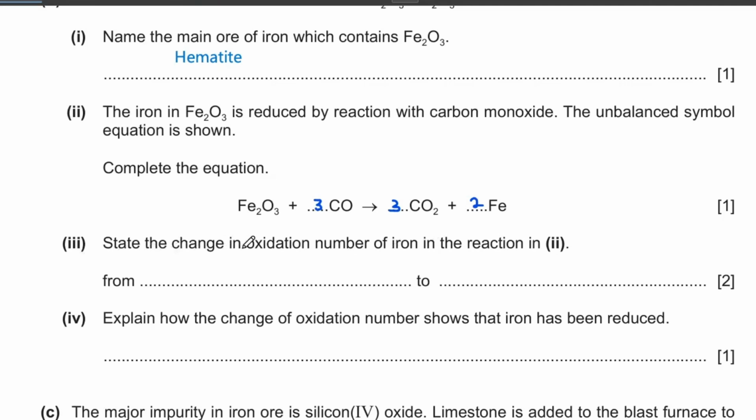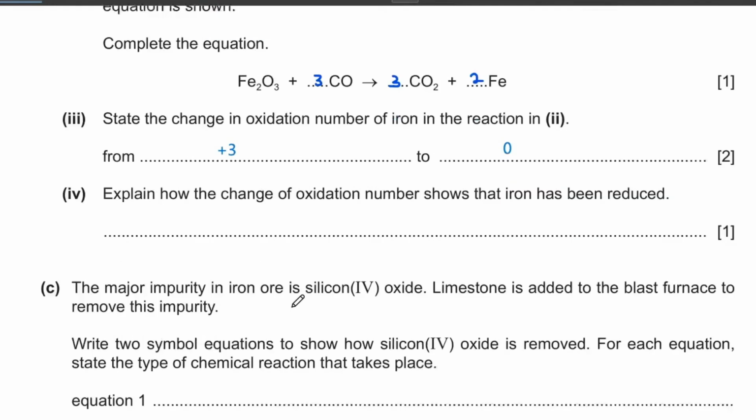Next question. State the change in oxidation number of iron in the reaction in question 2. So the change in oxidation number is from plus 3 to 0. How do we know that? This is iron(III) oxide. The 3 signifies the oxidation number. So that's why we say it's plus 3. When it moves here, it becomes only iron. So this is a monoatomic atom. For a monoatomic atom, the oxidation number is 0. So that is why we have 0 here. So from plus 3 to 0.